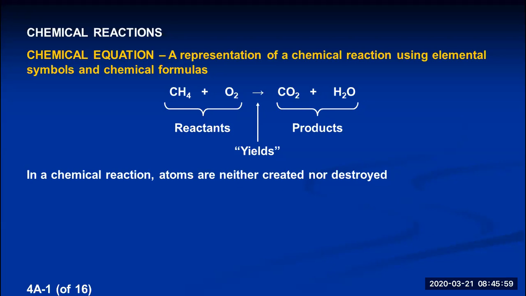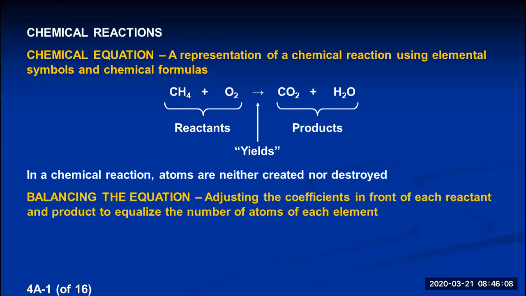Now, right now, the equation is not correct because we have 4 hydrogen atoms on the reactant side and only 2 hydrogen atoms on the right side. In order to remedy this situation, we do what's called balancing the equation. And the way we balance the equation is we adjust the coefficients in front of each reactant and product in order to equalize the number of atoms of each element. If we have 4 hydrogen atoms here on the reactant side and we want 4 hydrogen atoms here on the product side, you actually have 2 choices to fix that.